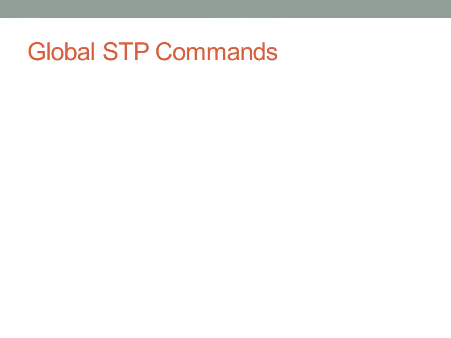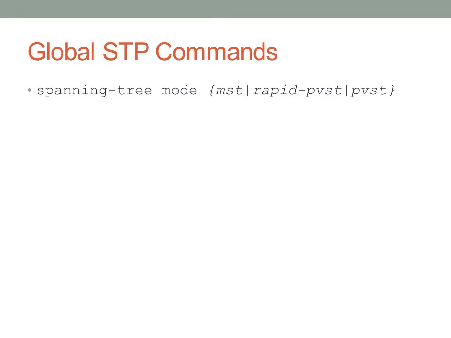Now we're going to look at some global spanning tree commands you can implement. The first one is spanning-tree mode. Spanning tree mode determines what type of spanning tree is running. MST we discussed briefly. Rapid PVST and PVST you should be familiar with from the previous presentation. That'd be Rapid Per-VLAN Spanning Tree and Per-VLAN Spanning Tree. The default, I believe, is Per-VLAN Spanning Tree.